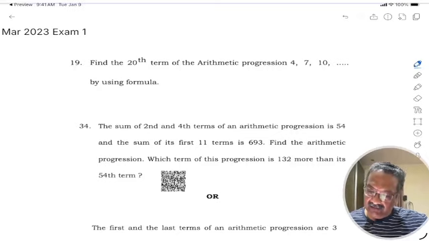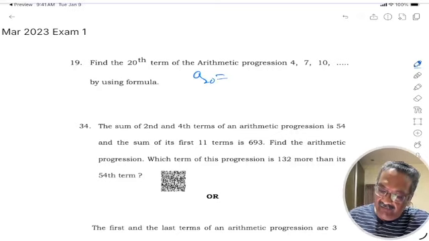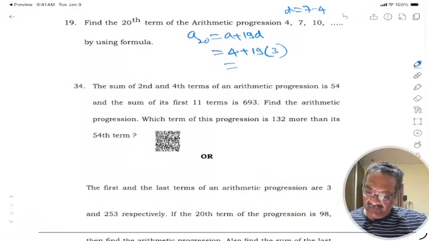Find the 20th term. So A20 will be A plus 19D. 4 plus 19 into D, which is 7 minus 4, which is 3. So you get the answer.